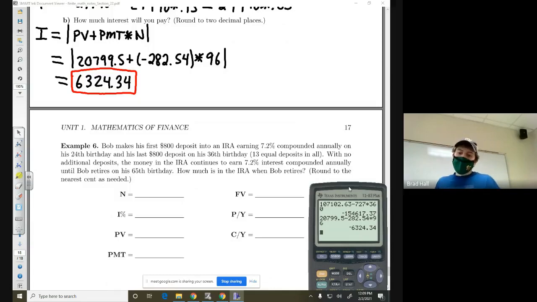So Bob opens up an IRA account. It's a retirement account, and you can think of it as an annuity. It's an account he's putting $800 into, compounded annually. He does that every year until his 36th birthday. After his 36th birthday, he stops putting money into it altogether. It just grows, still compounded annually, even though he stopped putting money in. We're going to figure out how much money is in the account by the time he retires.